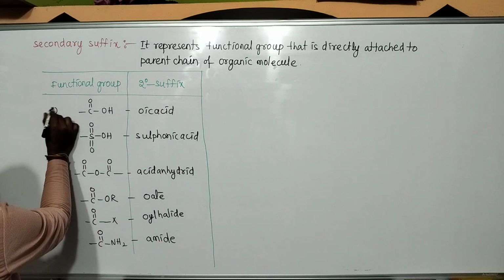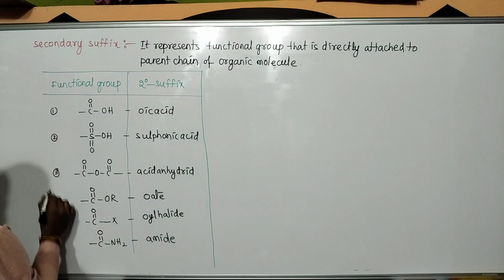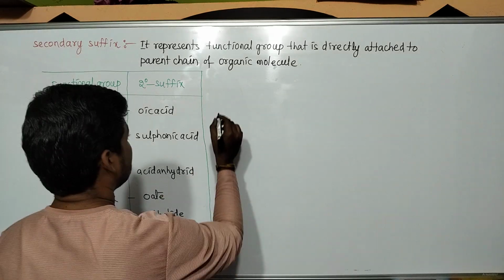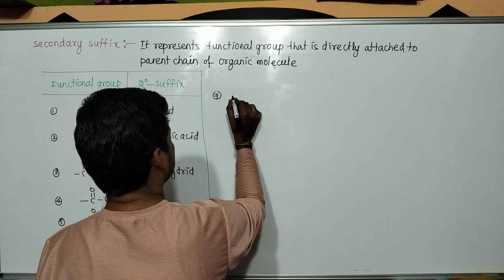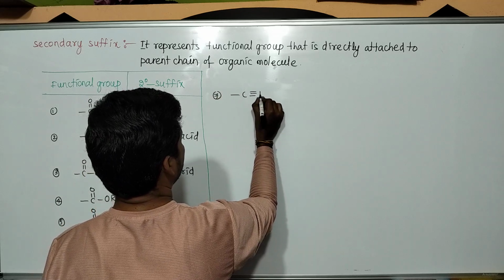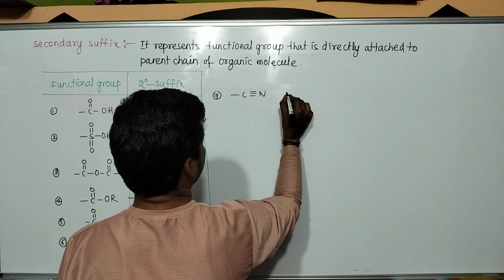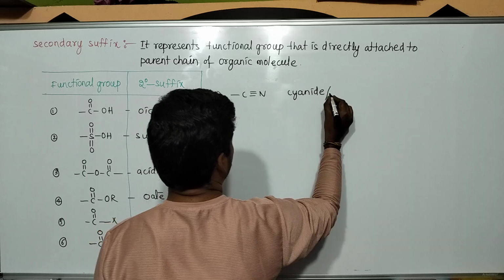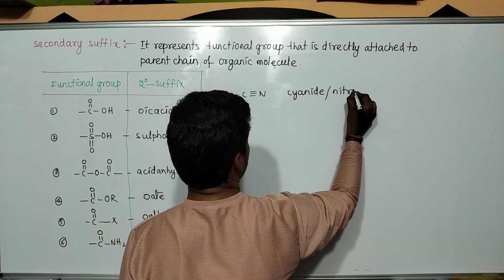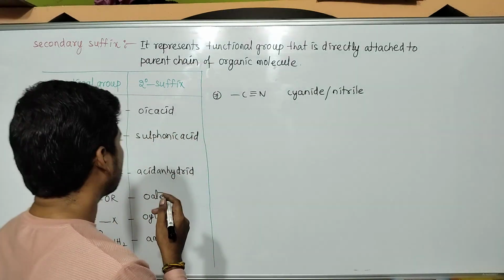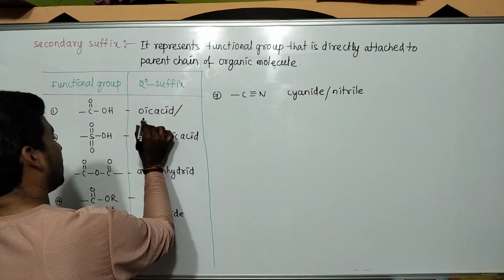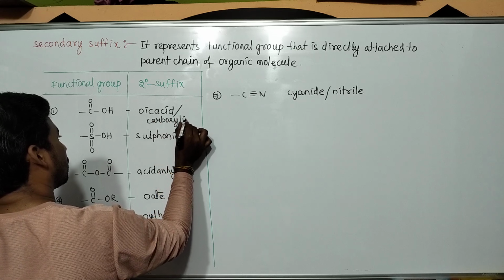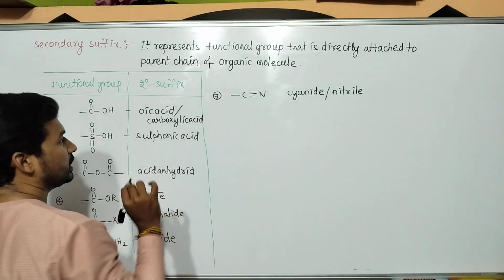Now this is the seventh one. If the functional group is CN, we write cyanide or nitrile. Both are used in different conditions. This also may be oic acid or carboxylic acid. Oic acid, carboxylic acid we use in different conditions.